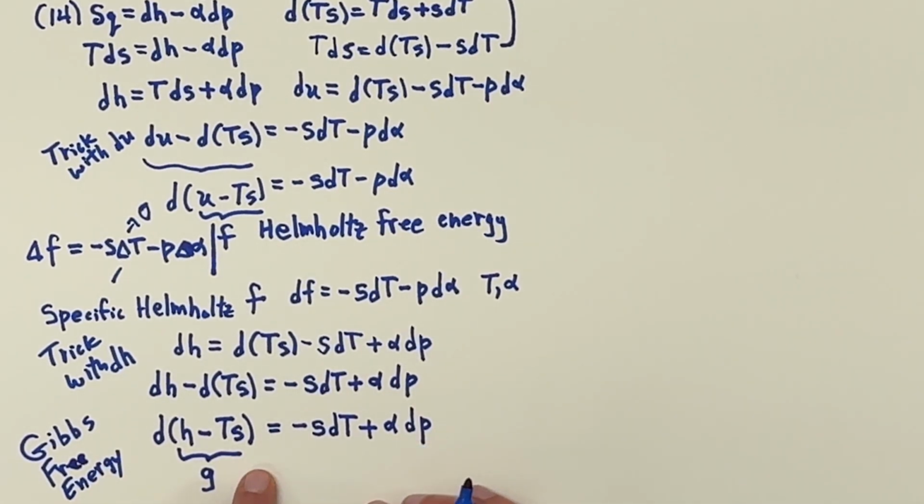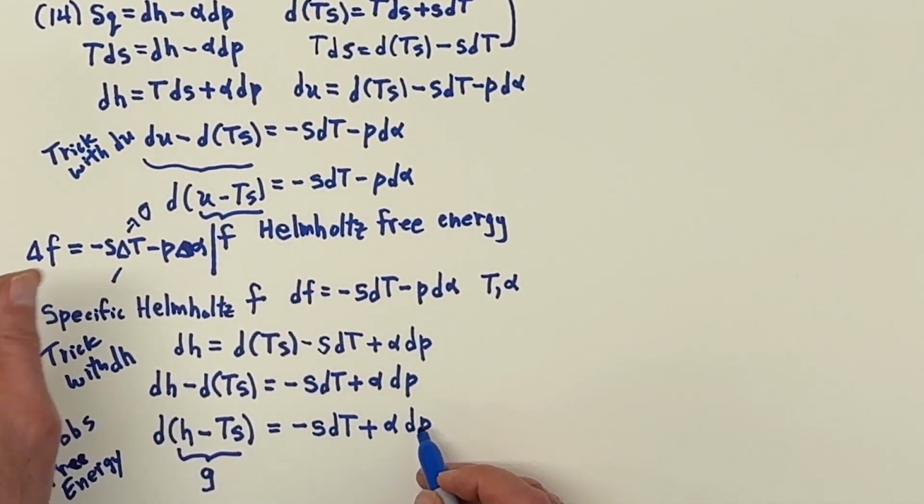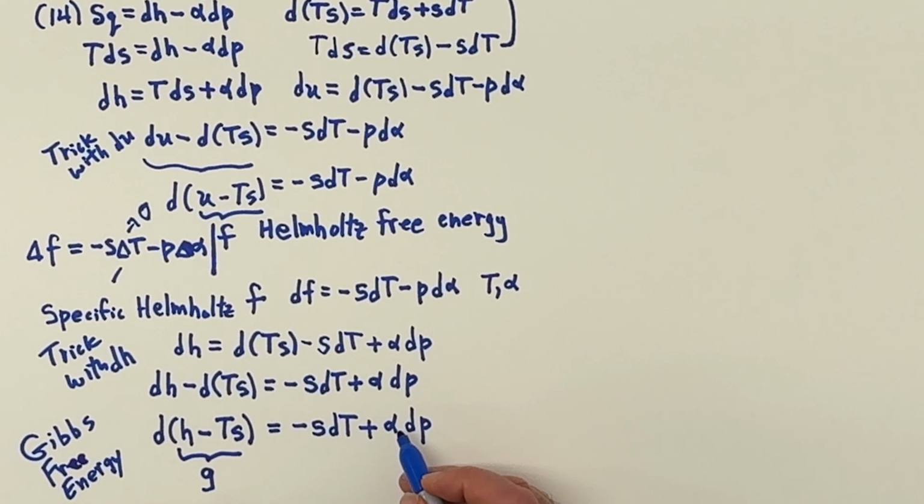The main reason we're going to be using this later is that for a process that has constant temperature and constant pressure, for example a phase change that we talked about earlier in our course, dg is 0. So that's going to be the main use for G. We're not really going to be needing the Helmholtz free energy in our course, but the Gibbs will be very, very important.